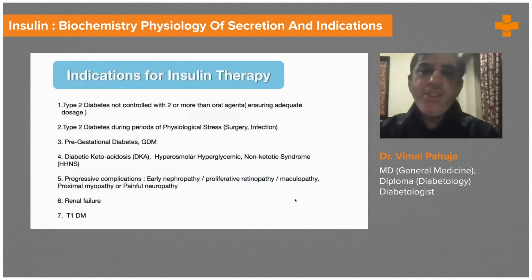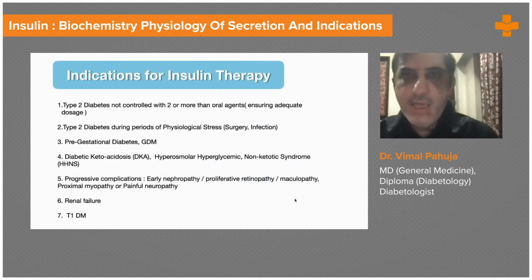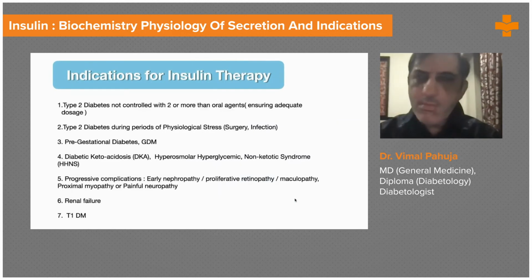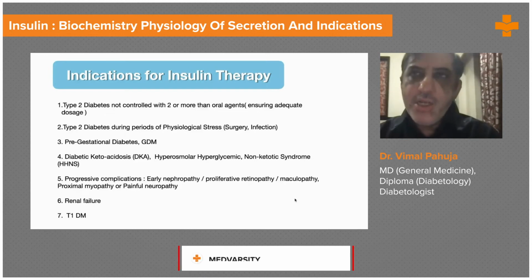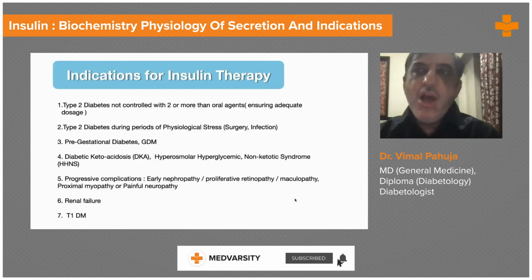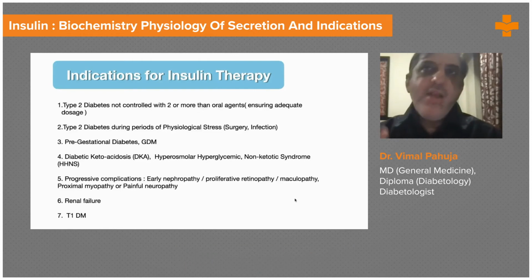What are the indications of insulin therapy? When do you want to give insulin to patients? Of course, we have patients who have type 2 diabetes which is not controlled with 2 or more oral agents, ensuring that adequate dosages of those two drugs have been given, and still the combination of two classes of drugs is not able to control your blood sugar, you may think about insulin therapy. Or if you have already given 3 oral agents, then you must think about insulin therapy.